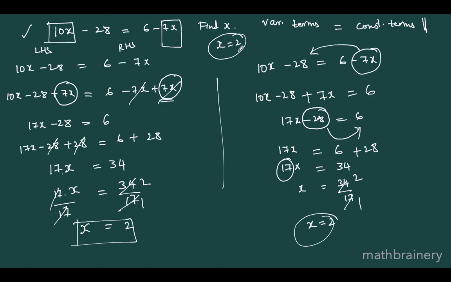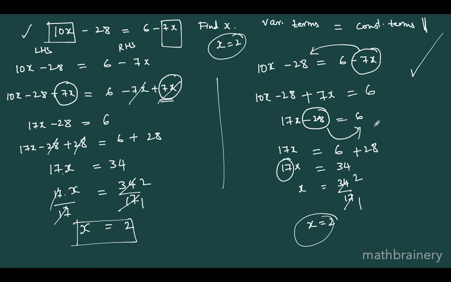What logic have we used here? We try to bring all the variable terms to one side and the constant terms to the other side. To do this, we have two methods. You can use either of these two methods, but we usually prefer the method of transposition, where you can achieve the solution in just two steps.